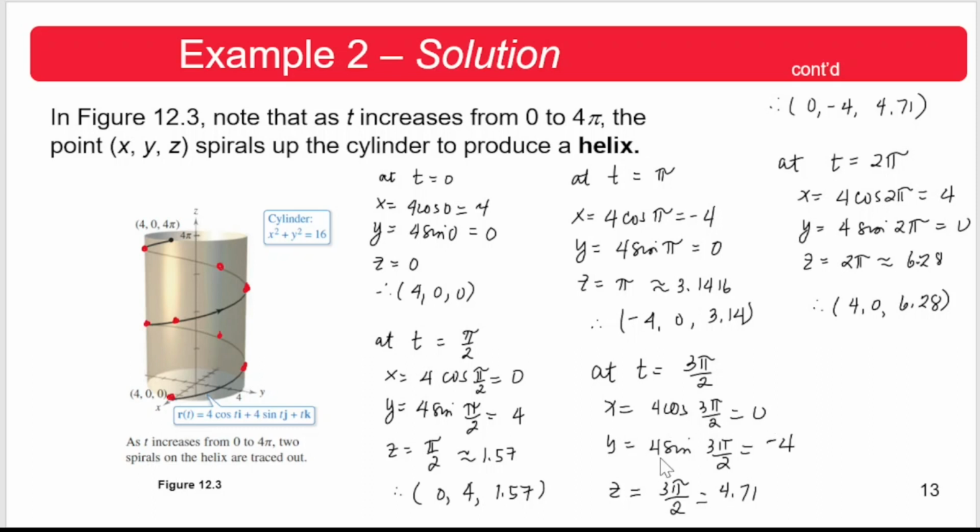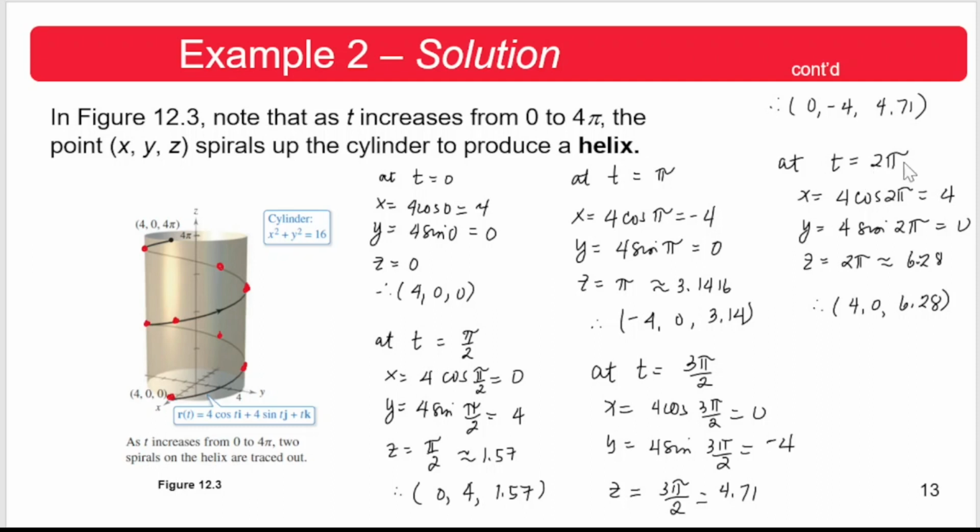For the y coordinate, 4 sine of t, where t is 3 pi over 2, this is negative 1 times 4, so the y coordinate is negative 4. For the z coordinate, this is equal to t, where t is 3 pi over 2, and this is approximately equal to 4.71. So the corresponding point is the point with coordinates 0, negative 4, and 4.71.